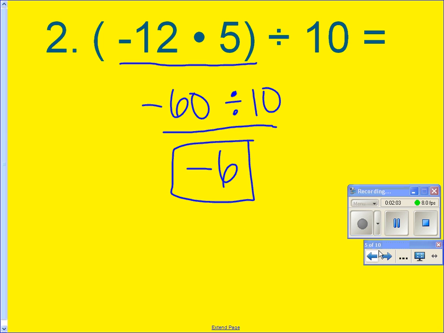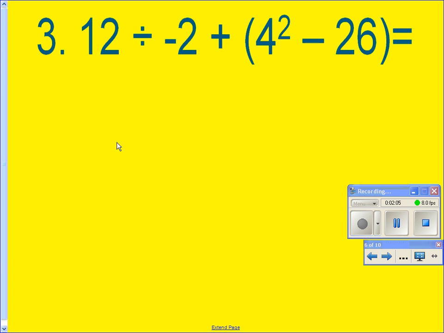Going to do one more together. 12 divided by negative 2 plus, open parentheses, 4 squared minus 26. This is kind of a long one. Okay, so we're going to start in parentheses first. Inside the parentheses, we're going to do 4 squared, which is 16. Remember, 4 squared means 4 times 4, which is 16. Bring everything down.